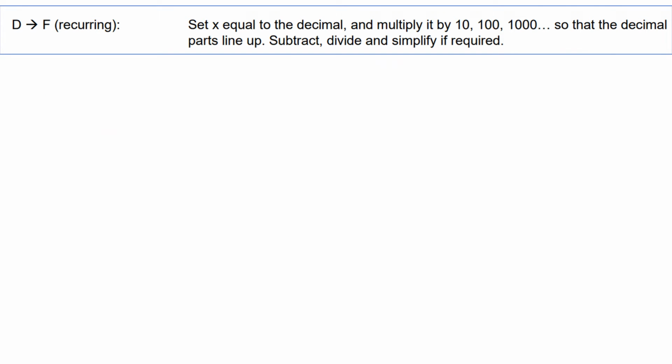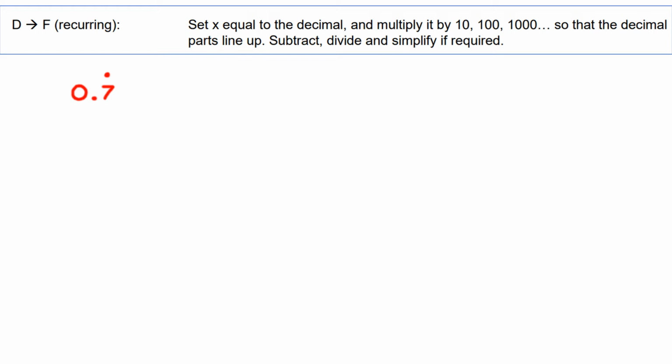But if they're recurring decimals, we've got a little bit more of a complicated setup. So I've written down here we need to set x equal to our decimal, multiply it so the decimal parts line up, subtract, divide, simplify. This is a grade 7 technique, and it's one that I want to make sure that we're still familiar with as we go back into proportions. So let's see how we do this.